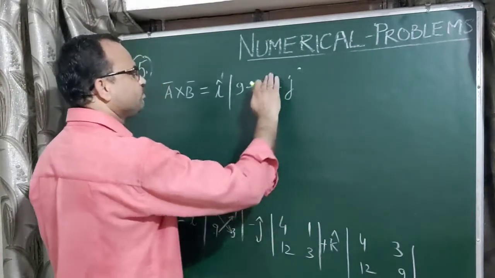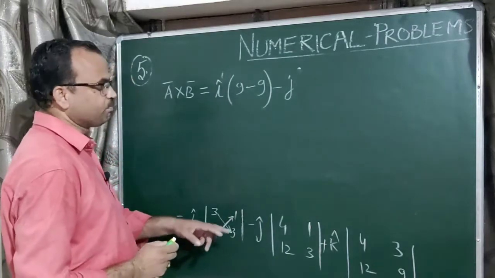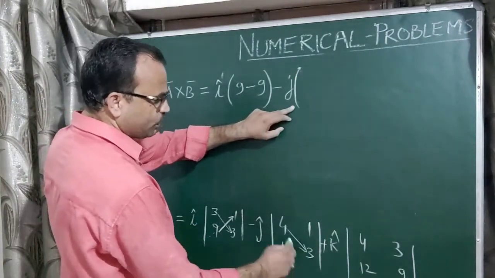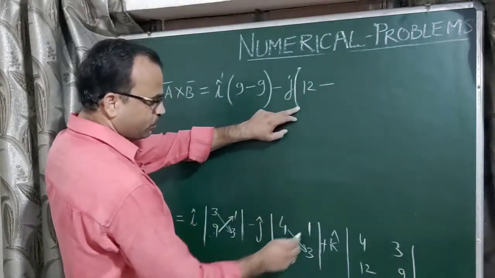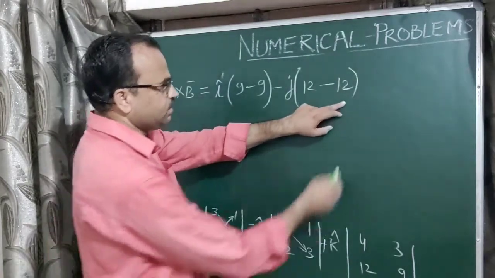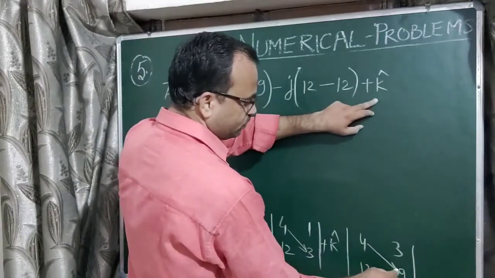Okay, here we place only the bracket. No need to put the parallel line. Now in the second, 4 times 3 is 12. Then minus sign. After that, 12 times 1 is 12. Right? Similarly, in case of k cap, move from top to bottom.